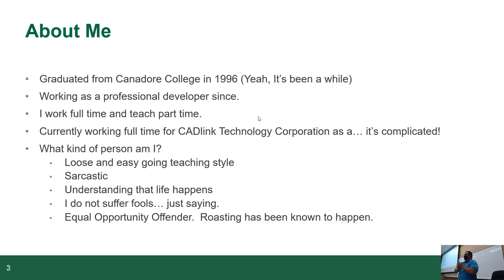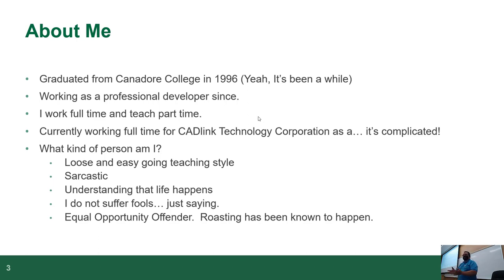Minus, I think, 2.5 weeks of unemployment in the last 6 years, apparently, if I do my math right. So it's a good industry to be in. I work full-time and I teach part-time.